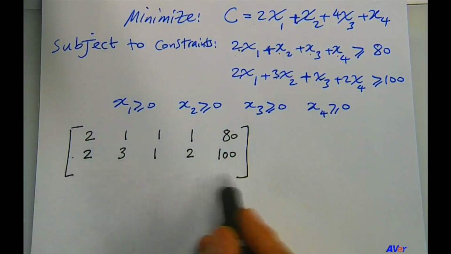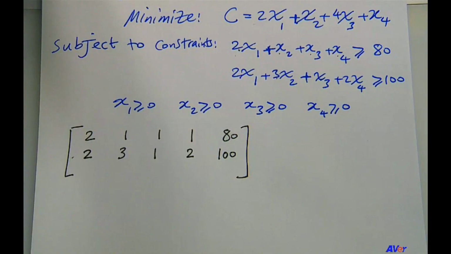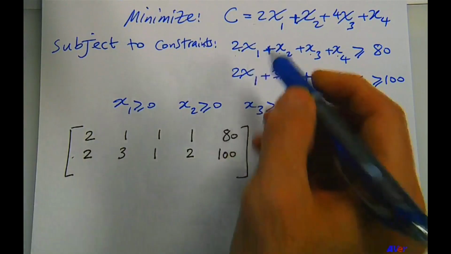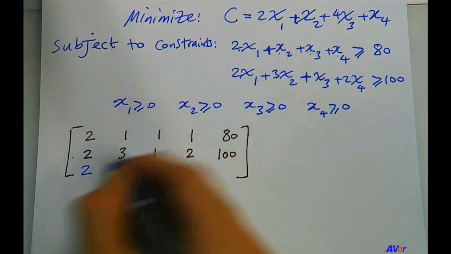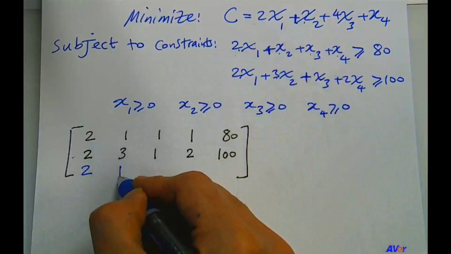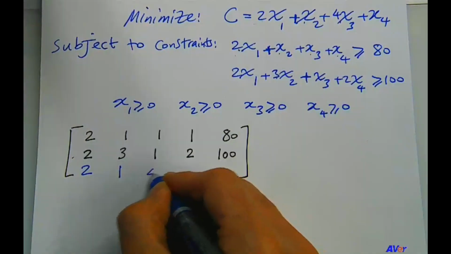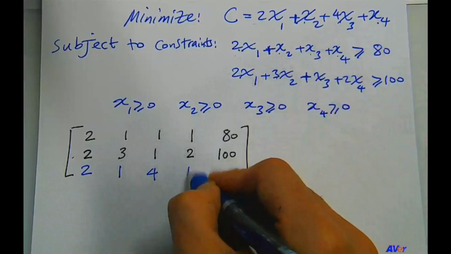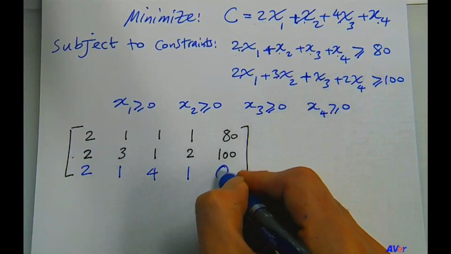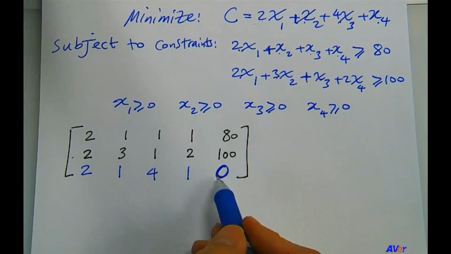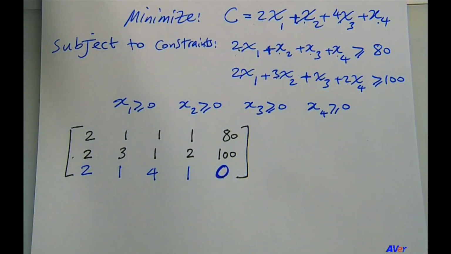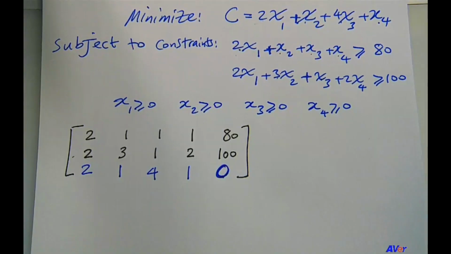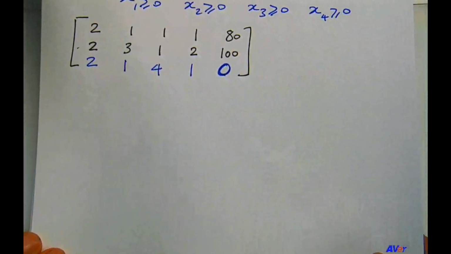And finally, the bottom row, it's going to be the objective function. 2, right? 1, 4, 1, and then 0. Always in this corner, 0. Okay. Now, we are ready to take the transpose of this, right? Let's do that.